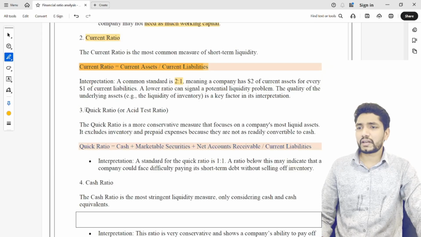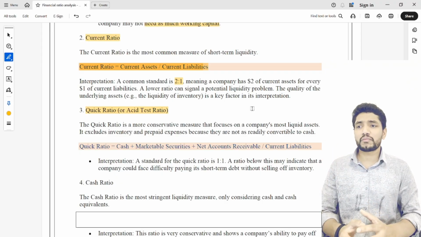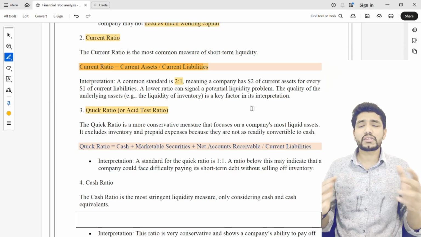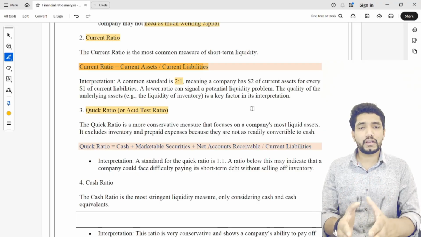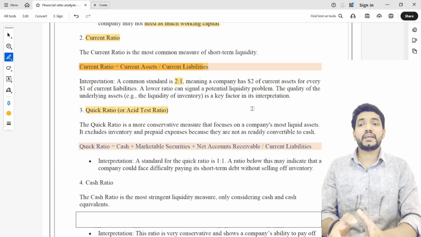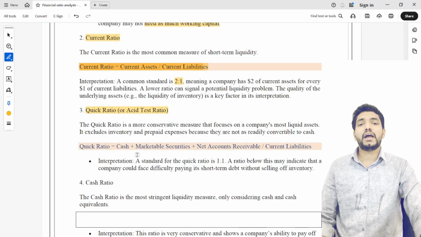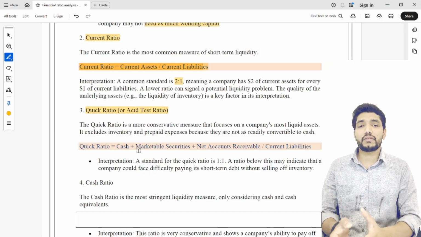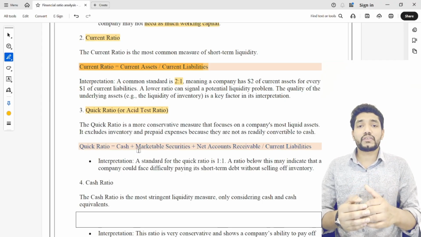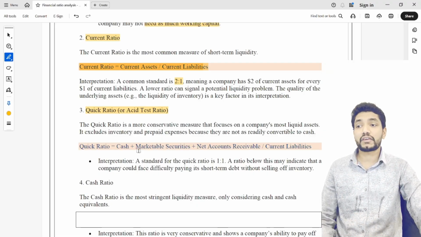Another important ratio is the quick ratio. The quick ratio solves this quality problem, the liquidity of inventory or the quality of the underlying asset, to a certain level. It removes the prepayments and the inventory from the current assets and calculates the quick asset. From the current assets, if you remove your inventory and prepayment, you get the quick asset.